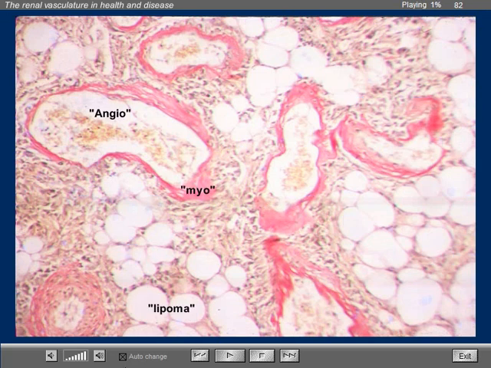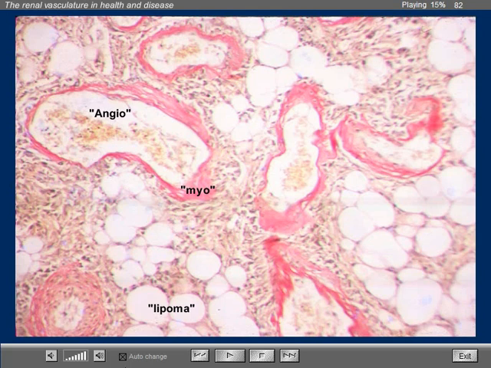Histologically, the angiomyolipoma is composed of three components. The angio, which is excessive number of vessels, the myo, which is a proliferation of smooth muscles that arise from the wall of the venules and arterioles, and lipoma, which is excessive accumulation of fat.